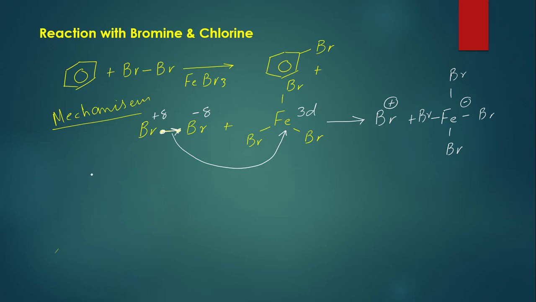Now what happens when this benzene molecule comes close to this Br positive, which is our strong electrophile? We need this strong electrophile because benzene is stabilized. So this bromine positive attaches to the pi electron system of benzene, and this is the movement of electrons, like pi electrons are being attracted to this bromine positive.